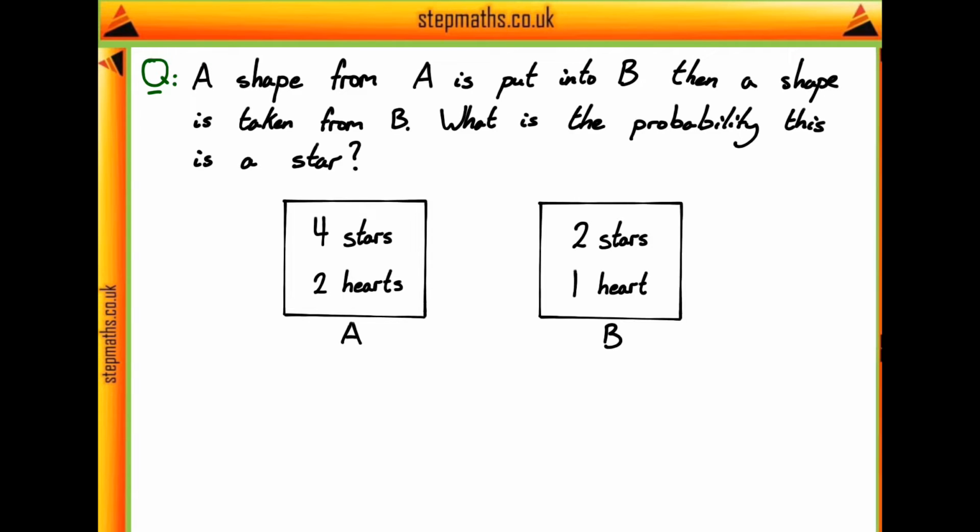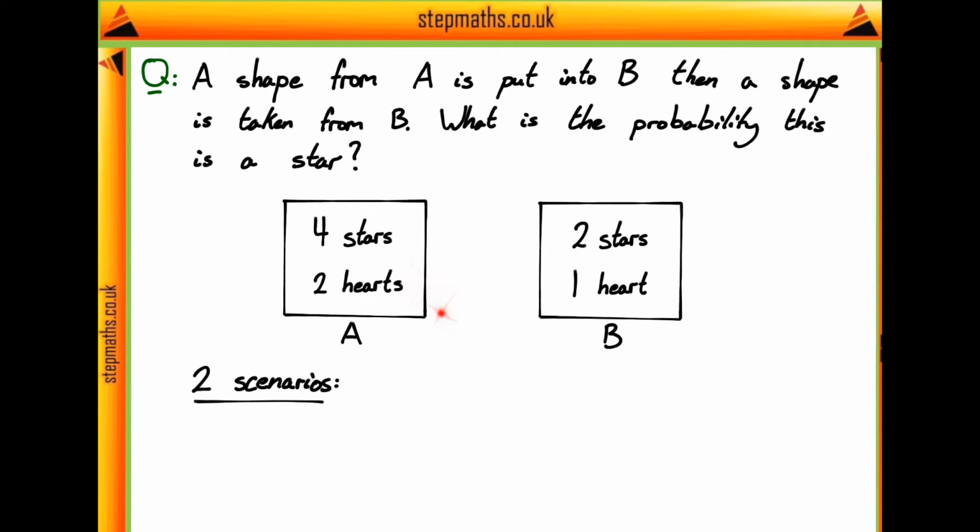To try and answer this question, we need to think about what can happen for us to finally take a star out of this final box. Basically we have 2 scenarios. The reason we have 2 scenarios is because we take a shape from A and put it into B first, and then we take a star out. There are 2 different shapes we could take from A: either a star or a heart.